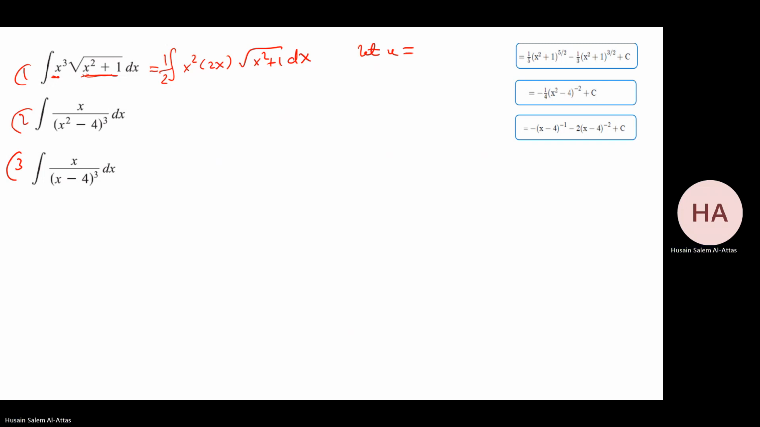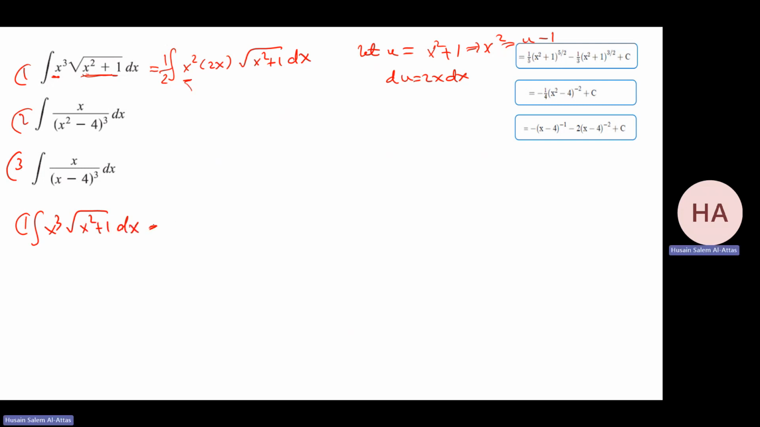Let u equal what? x squared plus 1. So du will be 2x dx. Notice also x squared, which I need, will be u minus 1. So number 1, the integral of this, after I do this substitution, will be half (x squared is u minus 1), 2x will go with the dx, with the du, square root of u, du.